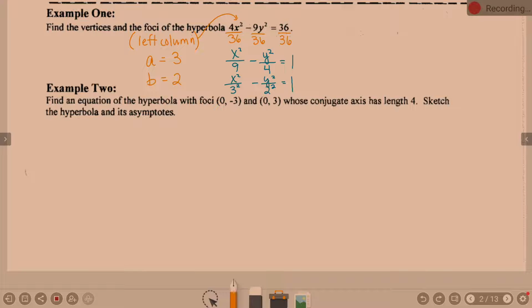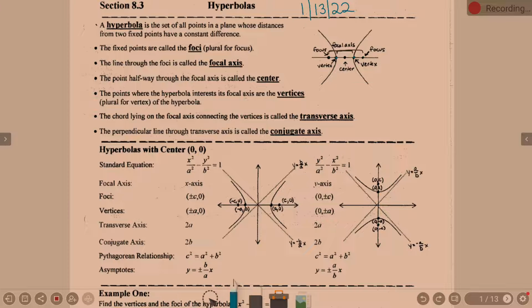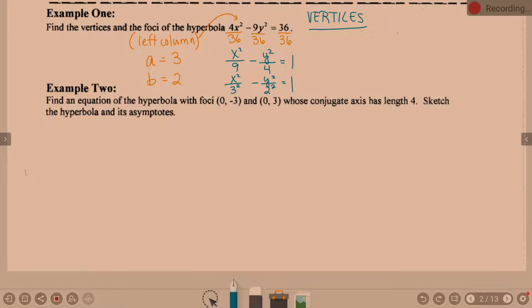Okay, what did we need to find? Vertices and foci. So, since this is left column, what do we know about vertices? How does it say I find the vertices? They go back to left column. Vertices are plus or minus a comma 0. And we know that a is 3. So like previously, I'm just going to say plus or minus 3 comma 0.